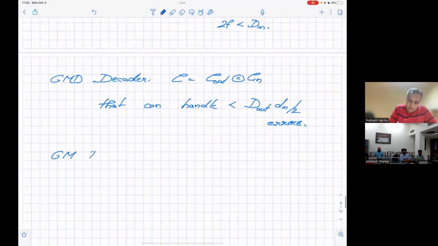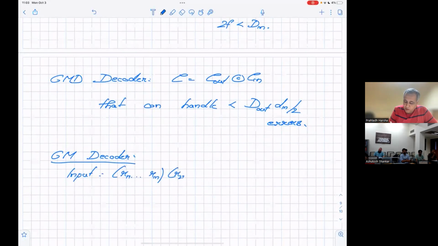for the GMD decoder. What's its input? Its input is this R11 through R1N, that's the first block, R21 through R2N, that's the second block, and so on, RN1 through RNN, that's the received word.